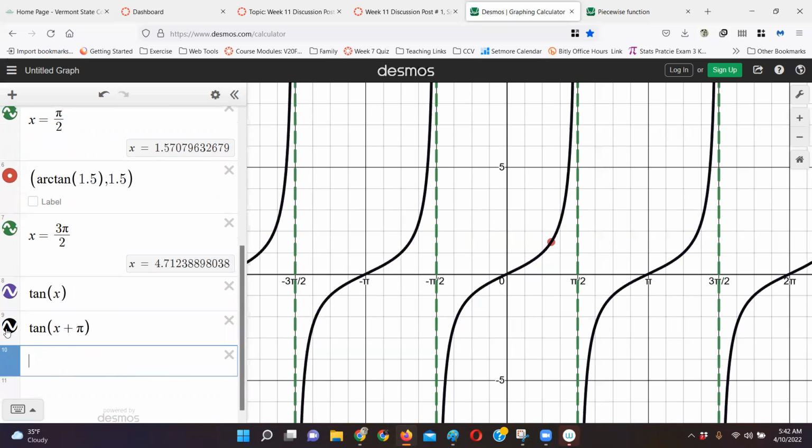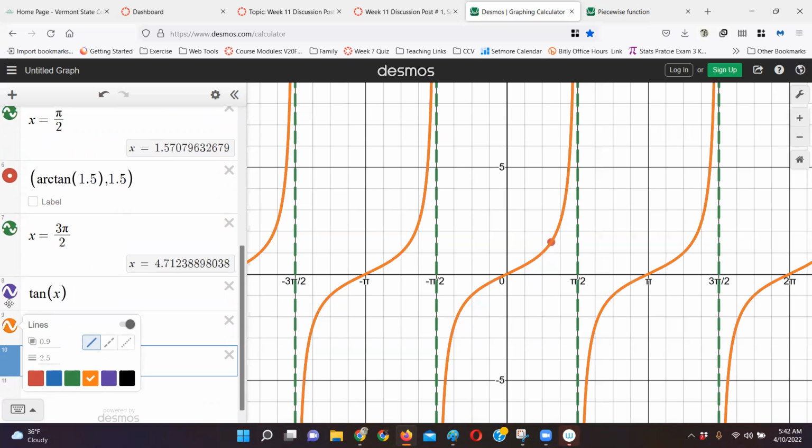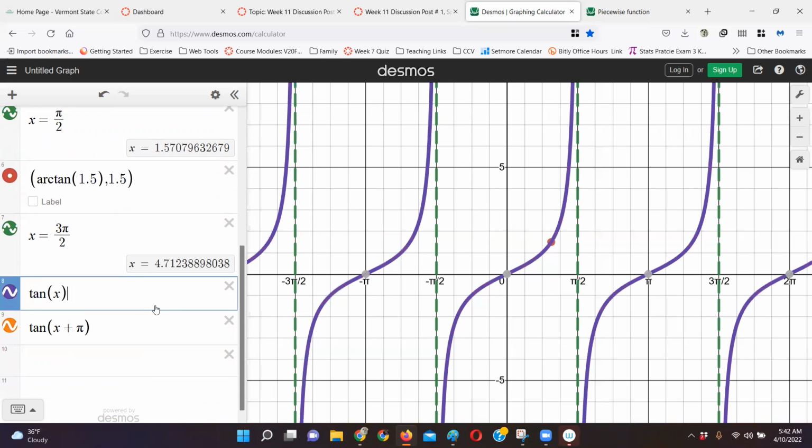And you see how I'll make this a different color. Let's make this orange. See, it comes up to the active function. See how we're seeing exactly the same thing? It's exactly the same function. So because the period of tangent is pi and we're shifting it a full period, we see the same thing, that they're identical.